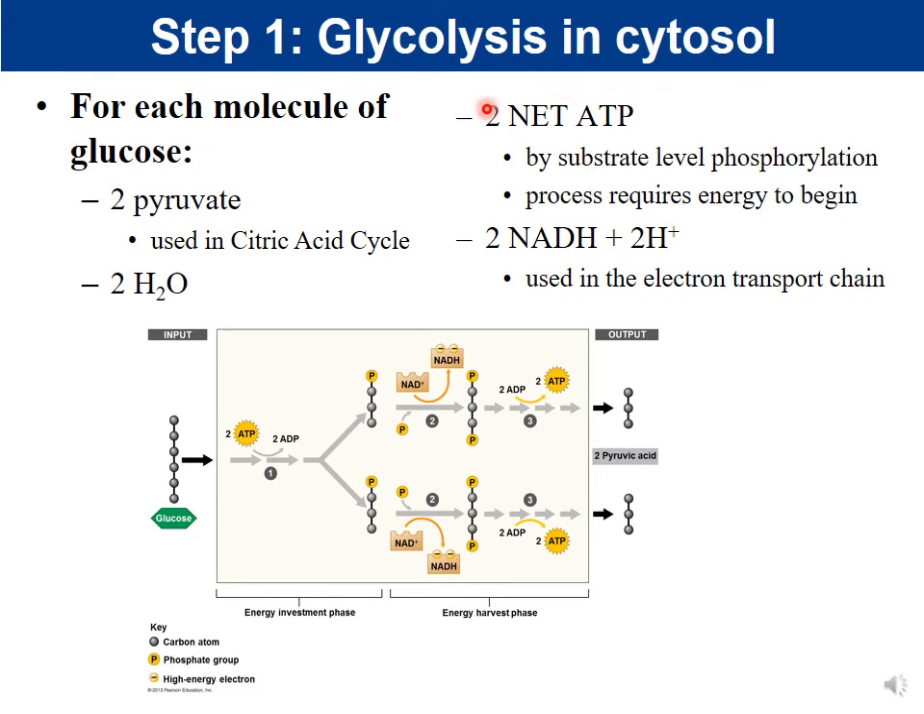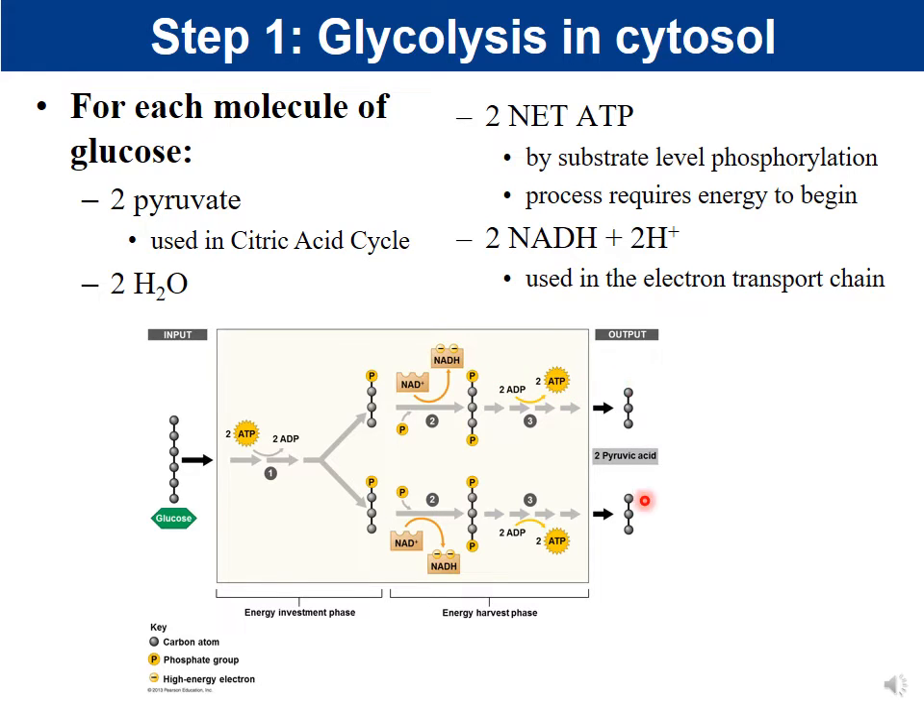The other thing that happens is that you get 2 ATP for each of these 3-carbon sugars. So notice that your products are 4 ATP, but you had to put in 2 ATP to get the reaction started. And so we say that you get 2 net ATP. The net gain is 2 ATP, because it requires energy to get the process started. These ATP, remember, are produced by substrate level phosphorylation. This substrate has phosphate groups on it, and those phosphate groups are transferred onto ADP, and we form ATP.